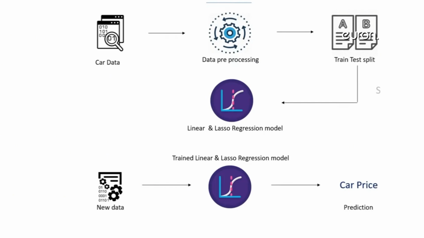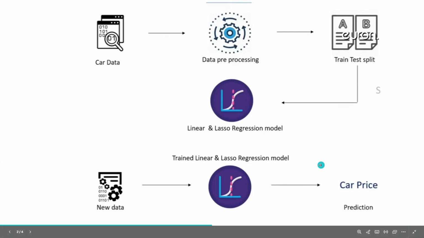So this is the workflow, guys, we'll be following. Here we'll be using the car data, and after that we'll perform some basic pre-processing steps. Then we'll split into training and testing examples. Then we'll train a linear regression and a lasso regression model. After that, the user will give new data and this will predict the price of the car. Okay, so this is the entire workflow.